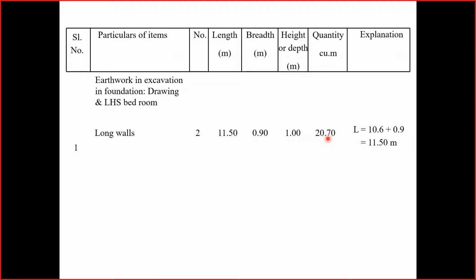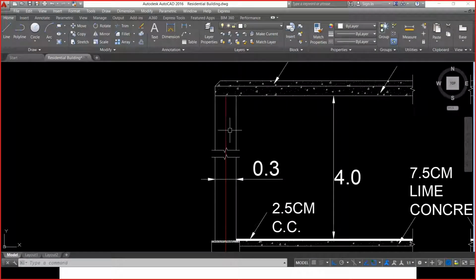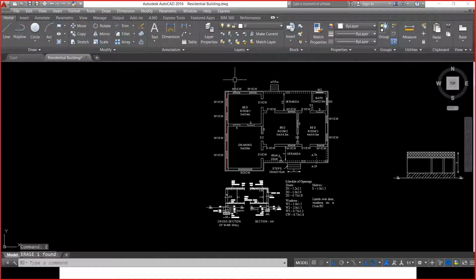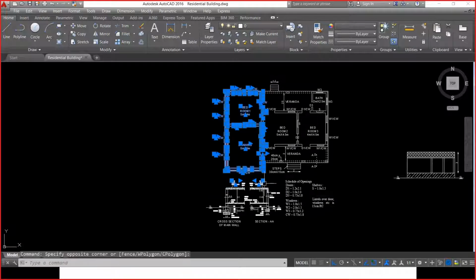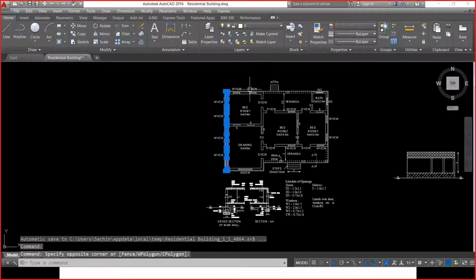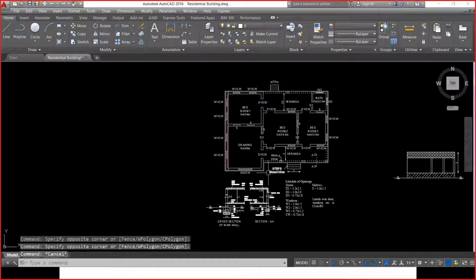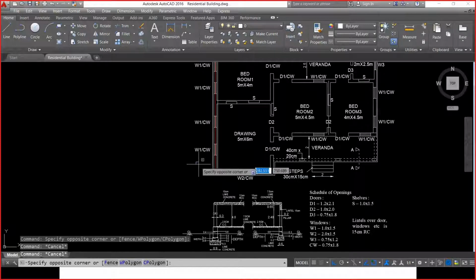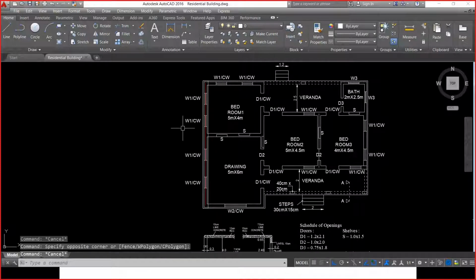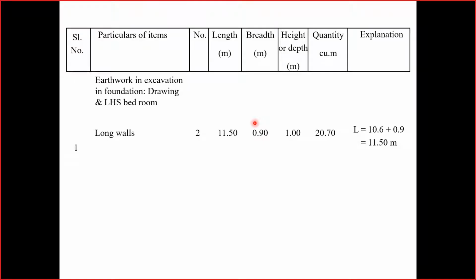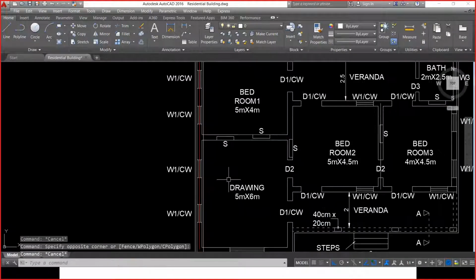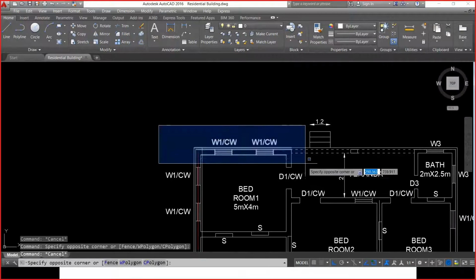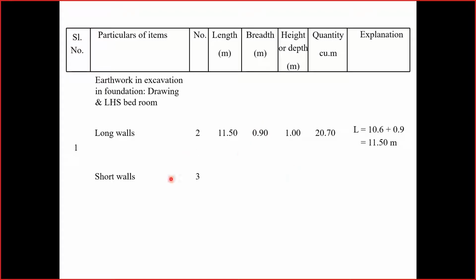Moving on to the next calculation, because if we consider this area, again I'm repeating, I'm only considering this area, drawing room and bedroom number 1. I have done the calculation for long walls. This is long wall number 1 and this is long wall number 2, because I've already multiplied with 2 numbers. There are no long walls remaining, so I am proceeding towards short walls. How many short walls are there? This is short wall number 1, number 2, and number 3. So there are 3 numbers of short wall.